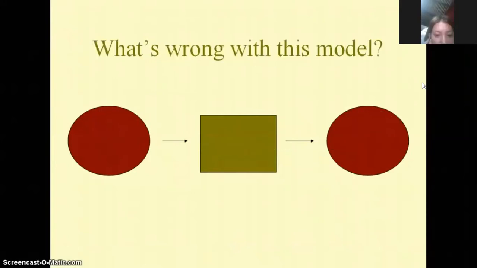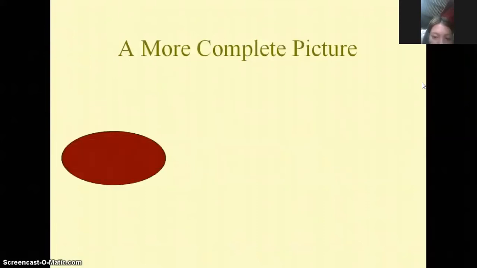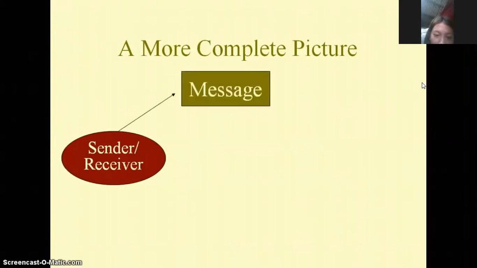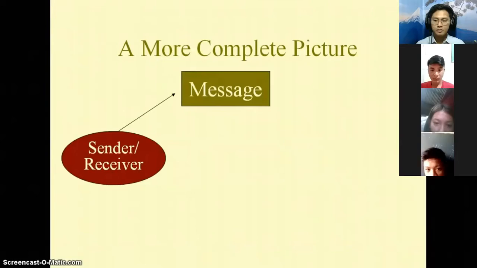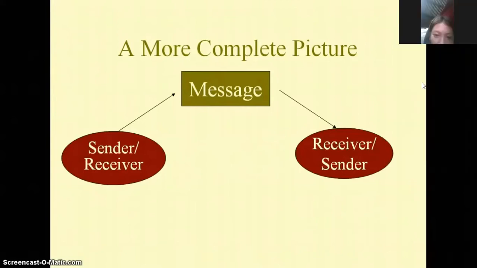But what's wrong with this model? We have a sender, a message, and a receiver. The problem is we don't often communicate in such a unidirectional manner, a one-way version of communication. A more complete picture looks something like this. We have a sender, but they pick up the dual role of receiver as well, and we'll get back to that in a second. So as a sender, they send their message, as in the more simple version of the model, and they send it to a receiver, but you'll notice here that the receiver has also picked up a secondary role. They are a sender as well.